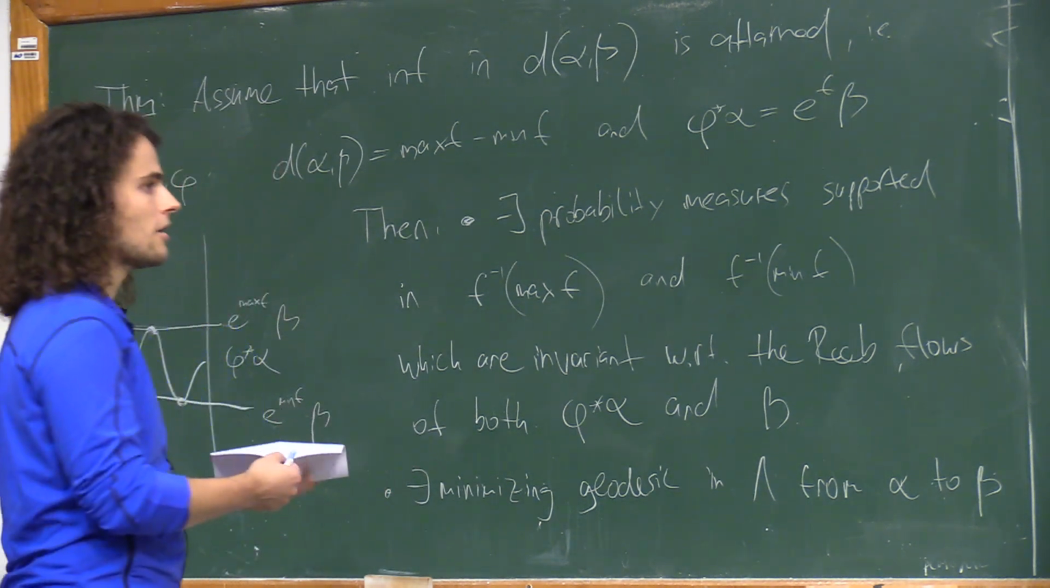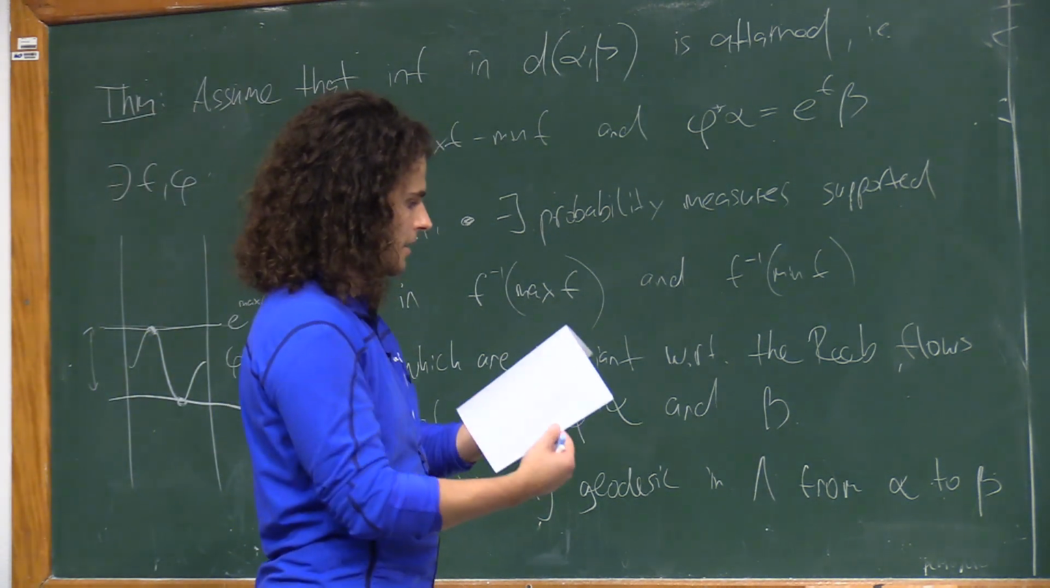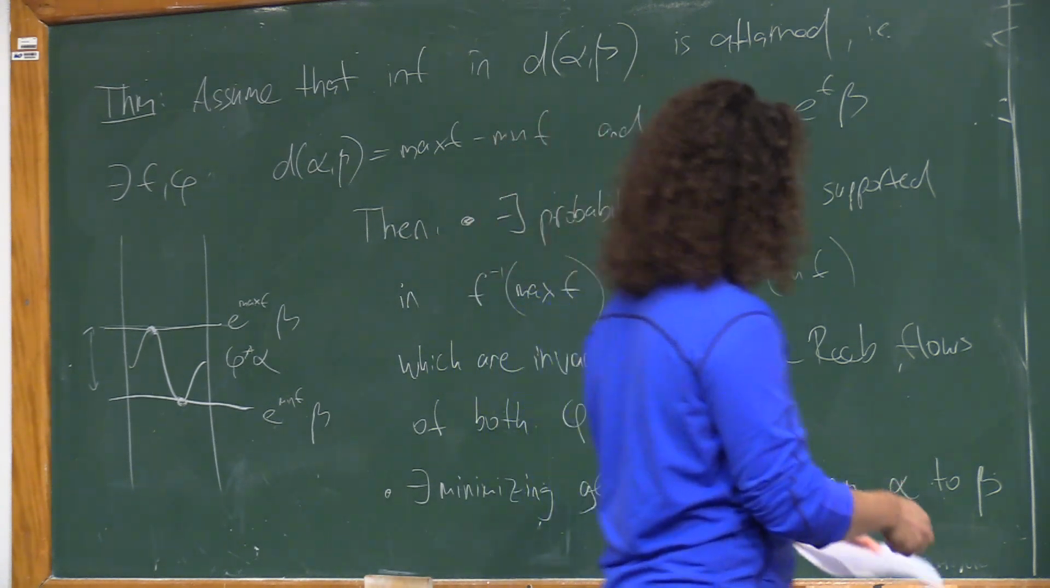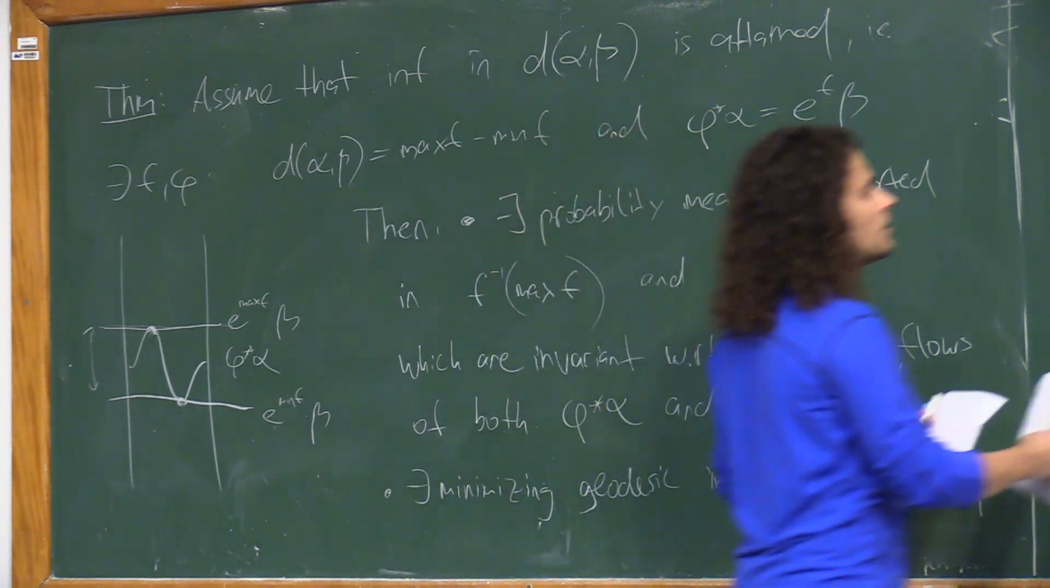Okay, so now how does this help with the Viterbo conjecture? The first observation one can make is the following. It's an easy observation.